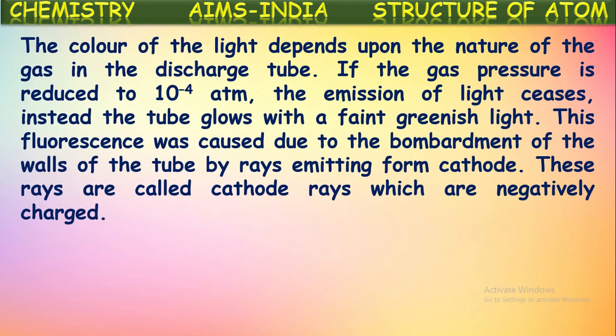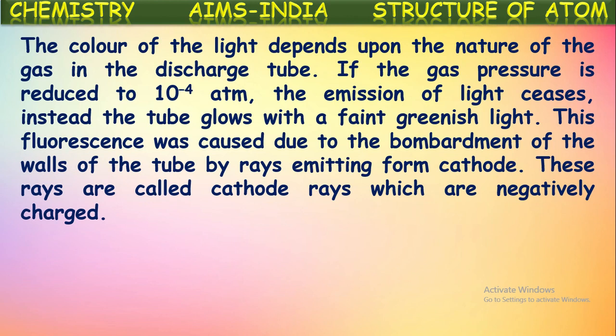The color of the light depends upon the nature of the gas in the discharge tube. If the gas pressure is reduced to 10 to the power of minus 4 atmospheres, that is, reduced still further to very low pressure, the emission of light ceases. Instead, the tube glows with a faint greenish light. This fluorescence was caused due to the bombardment of the walls of the tube by rays emitted from the cathode.